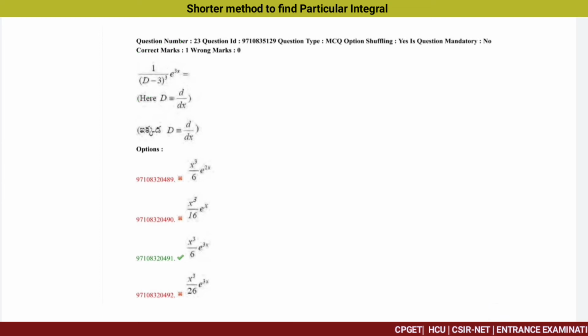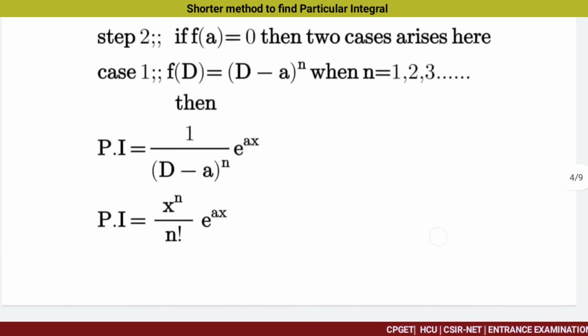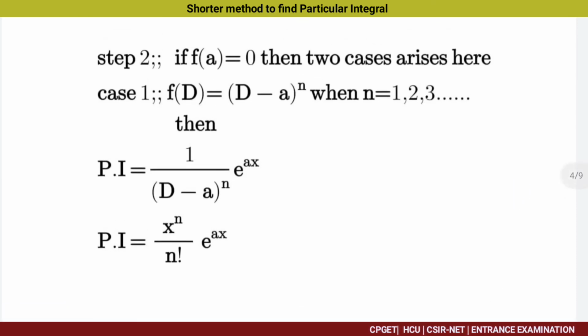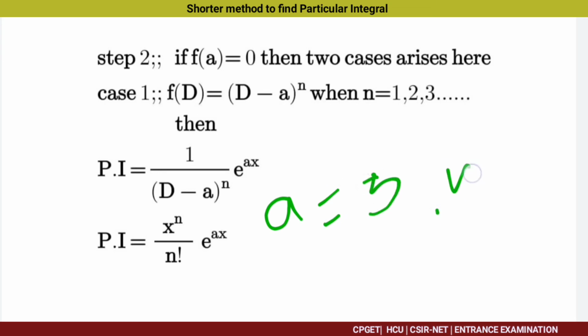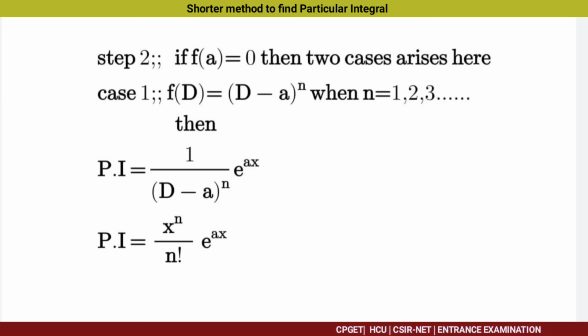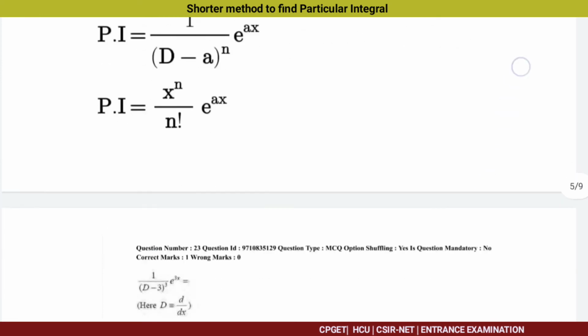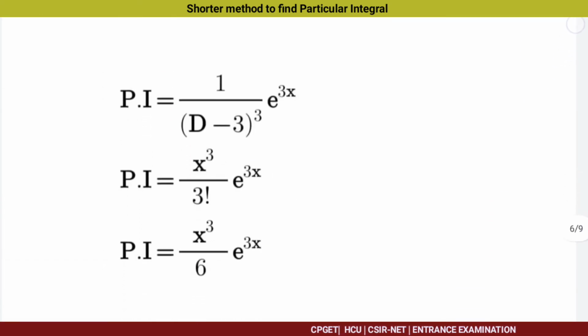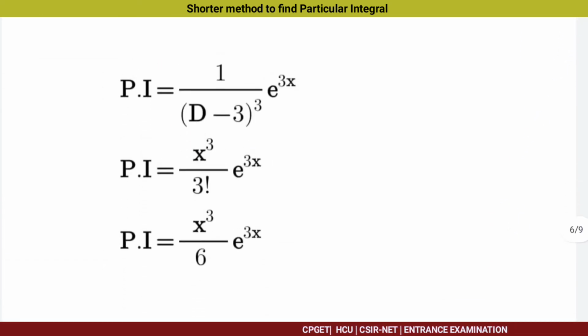Observe here, it is in the form of 1 by (D minus a) whole to the power of n into e to the power of ax. Here we observe that a value is 3 and n value is also 3. If we substitute the a value and n value in this formula, the particular integral is x cube by 3 factorial into e to the power of 3x.